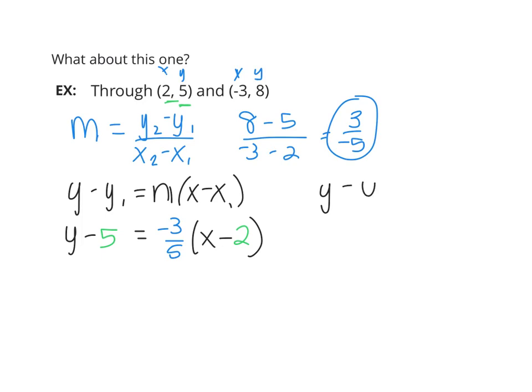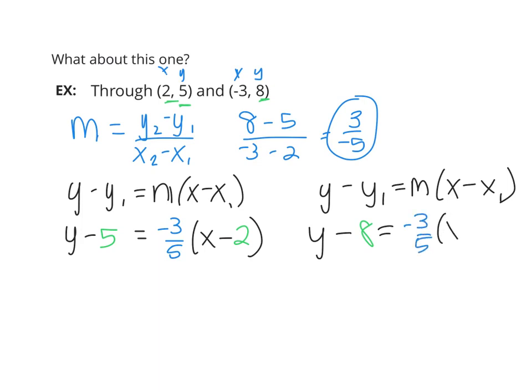Now, if I go and use this same formula, but I switch it up and choose the other point, what does it look like? Well, it would be y minus the y value. Well, the y value on this one would be 8, equals the slope of negative 3/5, parentheses, x minus my x value, but my x value now is negative 3. And so my final answer on this one would be y minus 8 equals negative 3/5 x plus 3.